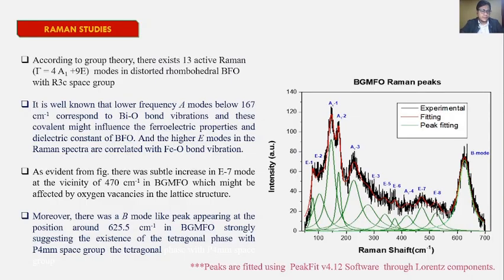In the Raman studies, from group theory we know that there would be 13 Raman active modes, and it is well known that lower frequency modes below 167 correspond to bismuth ion bonds, and higher frequency modes correspond to ferric or iron oxygen bond vibration. As evident from the figure, there's a subtle increase in the E7 mode in the vicinity of 470 centimeter inverse in this film, and this would certainly affect the oxygen vacancy in the lattice structure.